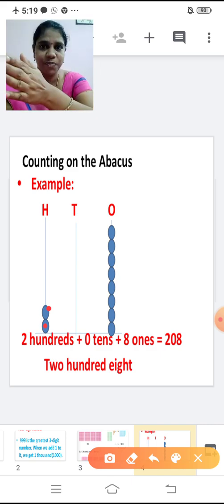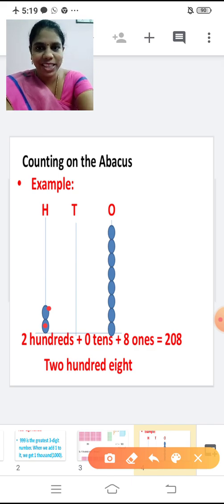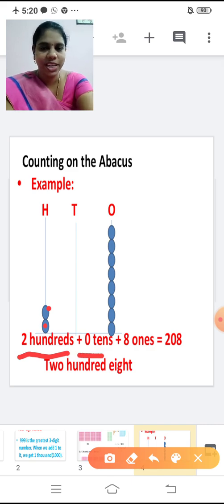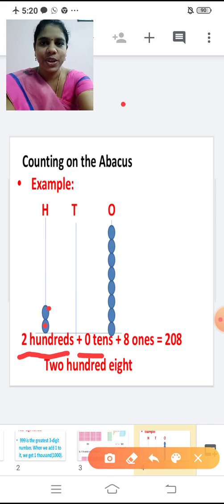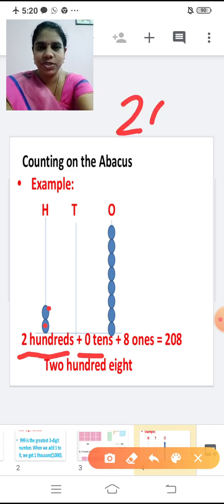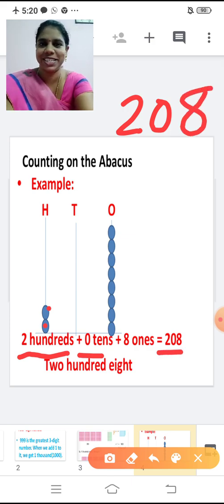First we have to start from the leftmost part. So how many hundreds are there? 2 hundreds, which is 200. So write 2 hundreds. 2 hundreds plus how many tens? There are no beads, so 0 tens. Plus how many ones? 8 ones, right? So the number formed is 200, 0 tens, and 8 ones: 208. The number formed is 208.